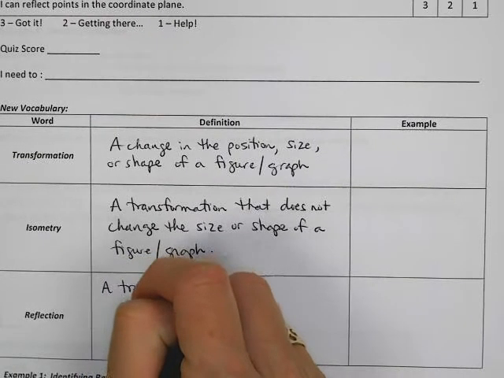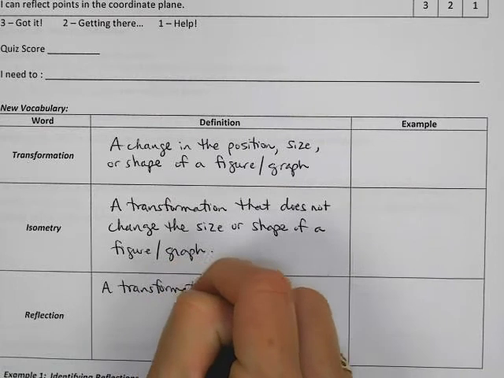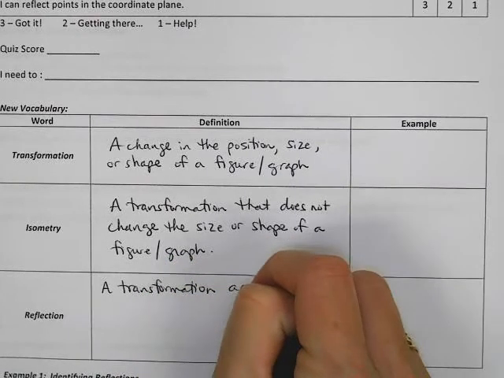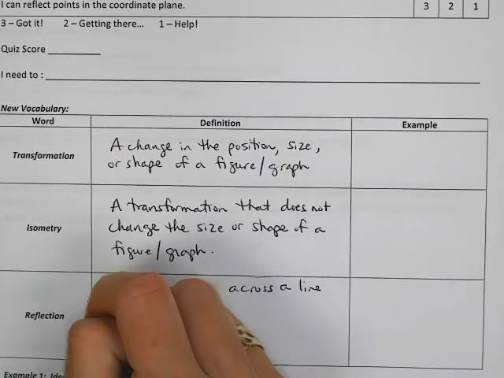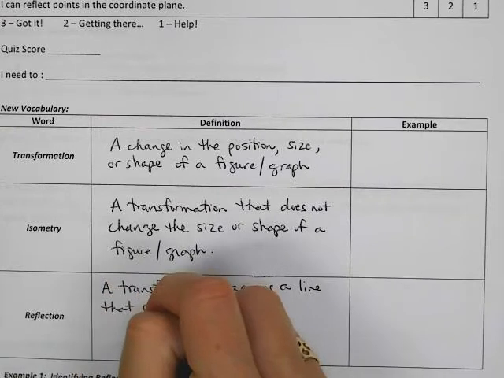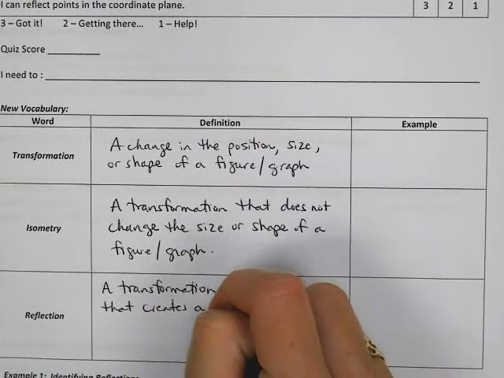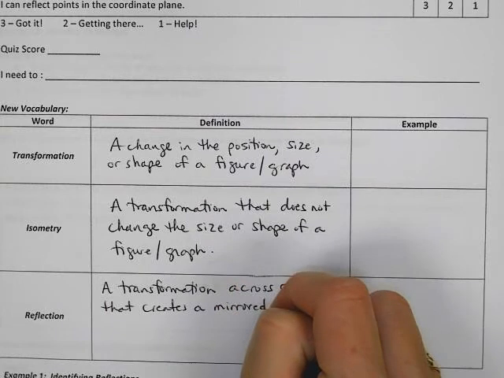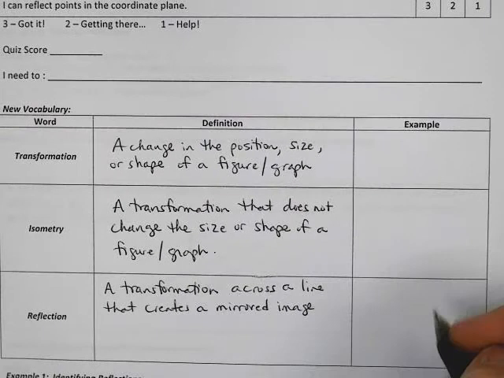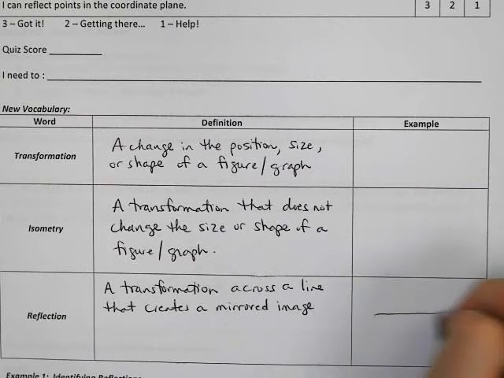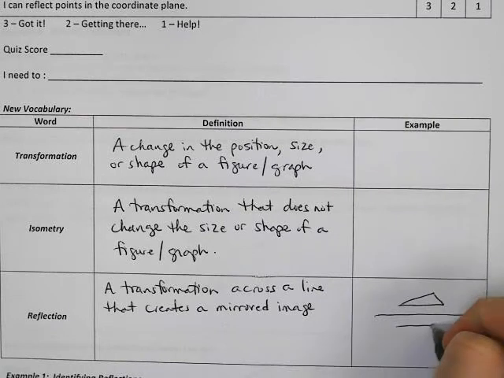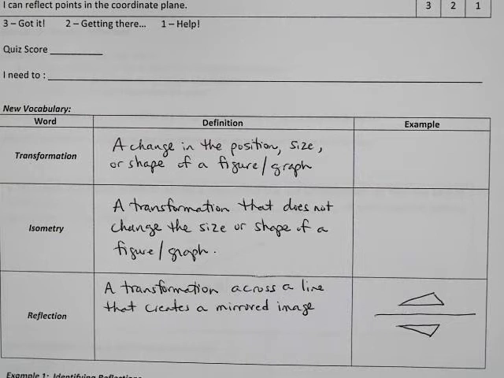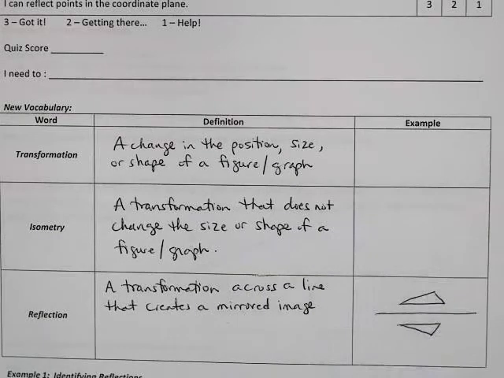a transformation across a line that creates a mirrored image. All right, so for example, if this is my line right here and I had a triangle like this, the mirrored image might be something like that. Okay? Not perfect, but you get the idea. I'm mirroring it across this line.